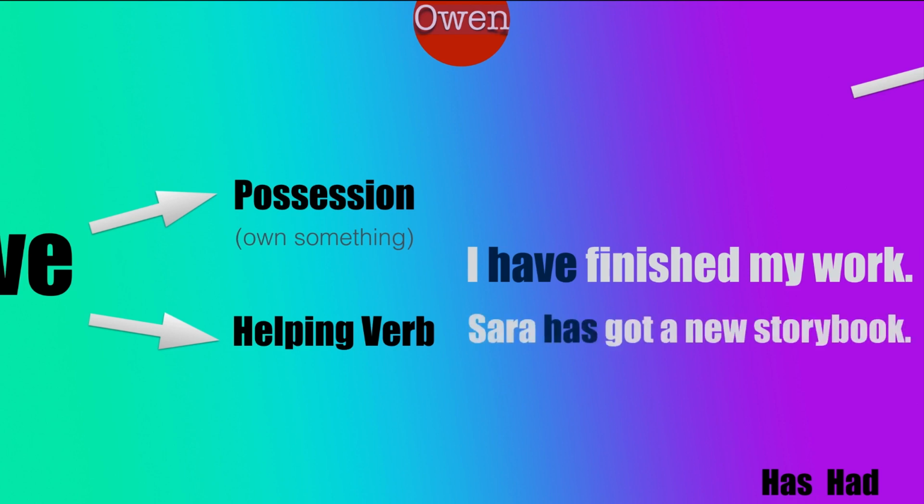Another one, Sarah has got a new storybook. So if you hear this sentence, you could tell that Sarah has maybe just got a book from the library or the bookstore, or someone gave it to her as a gift. So that's the function of has over here as a helping verb.